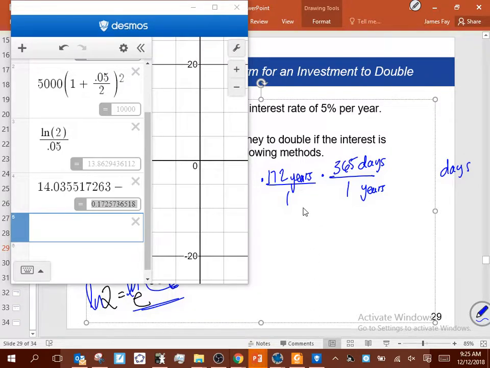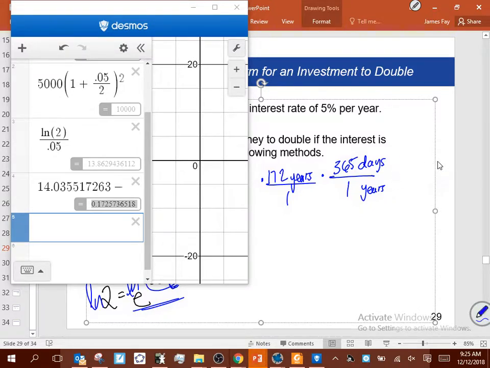Obviously, 365 days to 1 year is not exact, because of leap years and all that kind of stuff. But if we want to get more precise, we can get more precise with that number. What if I didn't want to get to days, but I wanted to get to hours? Then I would multiply days to hours.